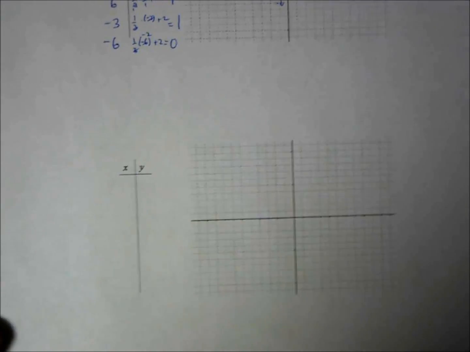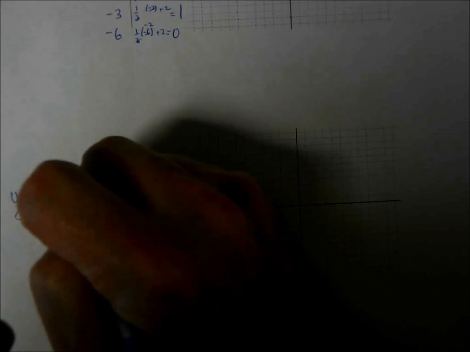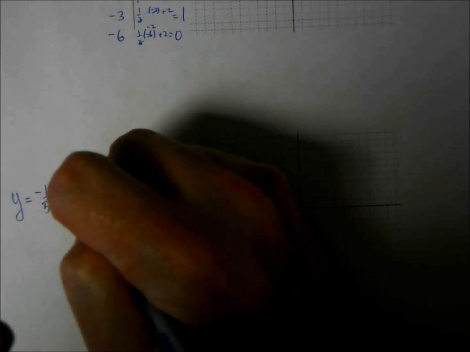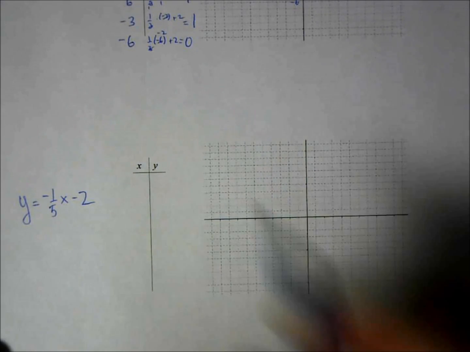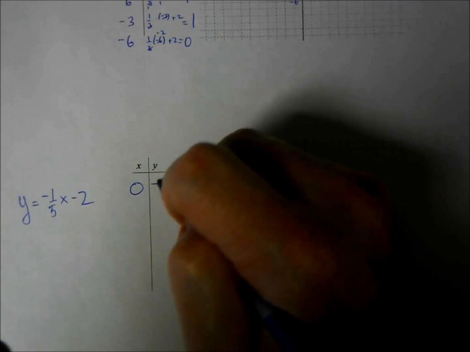All right, one more of these. How about y equals minus 1/5 x minus 2. Again, I'm going to plug in my numbers. I'm going to plug in 0. When I plug in 0, I get negative 2.